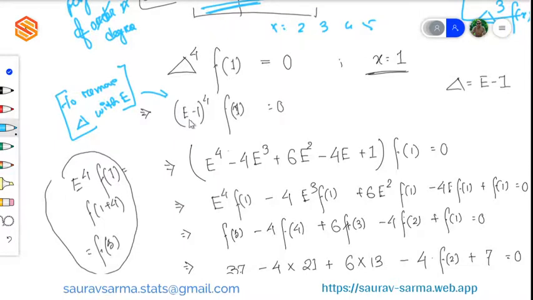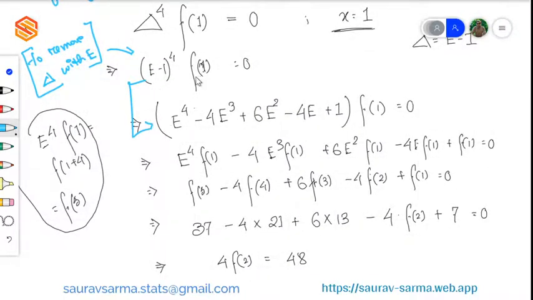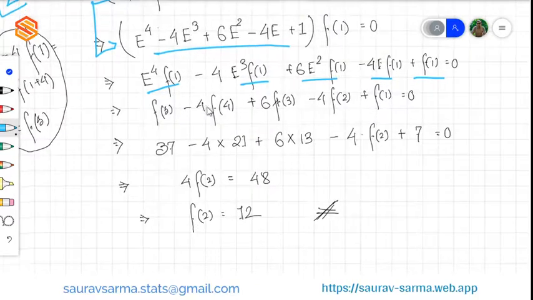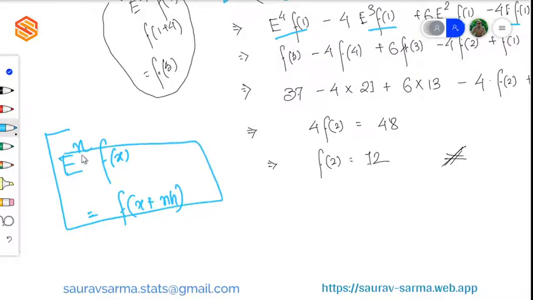Now, calculating with delta is easier for us if we replace delta with E minus 1, right. So (E minus 1) to the power 4 f of 1 equals 0. In the next step, we just expand (E minus 1) to the power 4, it's like (a minus b) to the power 4, right. After expanding we get this. Then in the next step we just multiply f of 1 with each term. Remember that E to the power n f of x is equal to f of x plus n times h. That is the general formula.